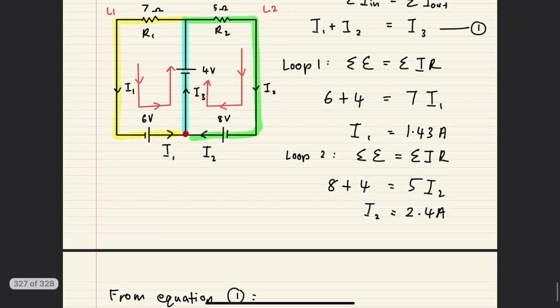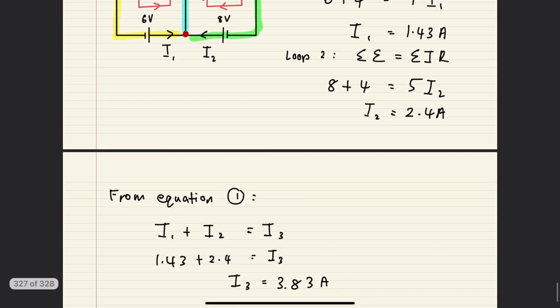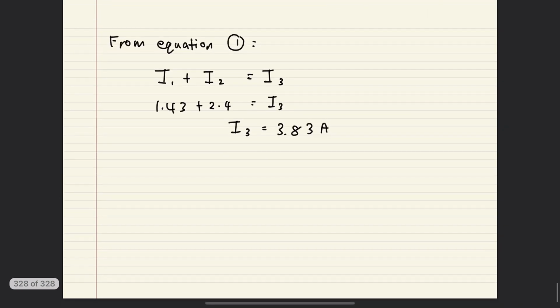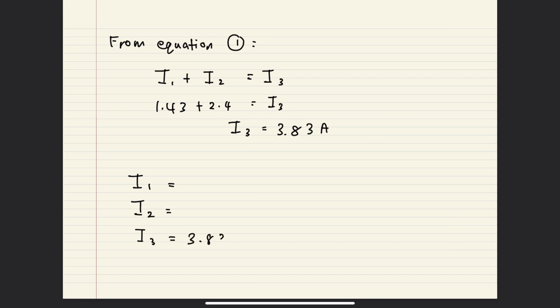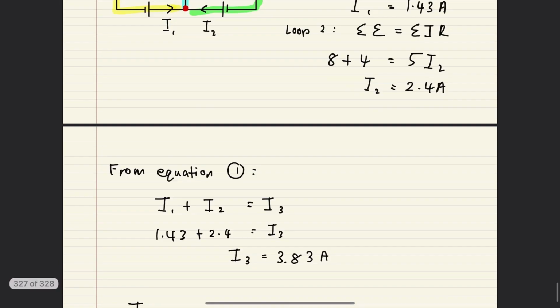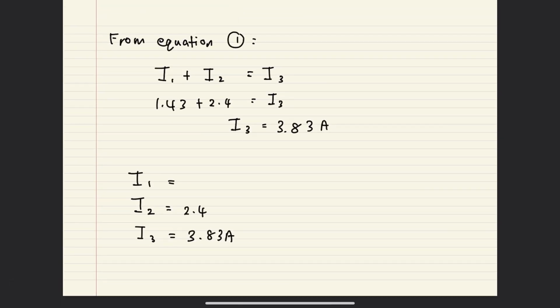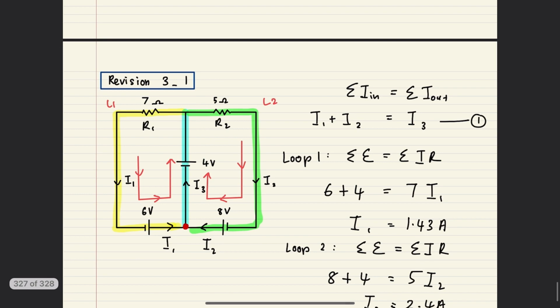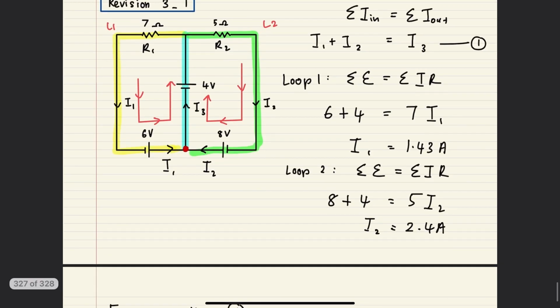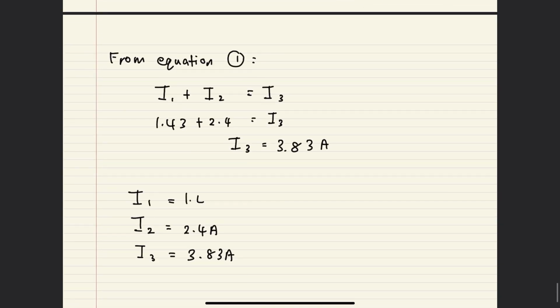So I think if you want to write a proper answer, maybe you can write down all the currents below here. I1, I2, basically you list them down. I3 is 3.83, I2 is 2.4, and I1 is, where's the I1? 1.43. Okay, that's it. Thank you.